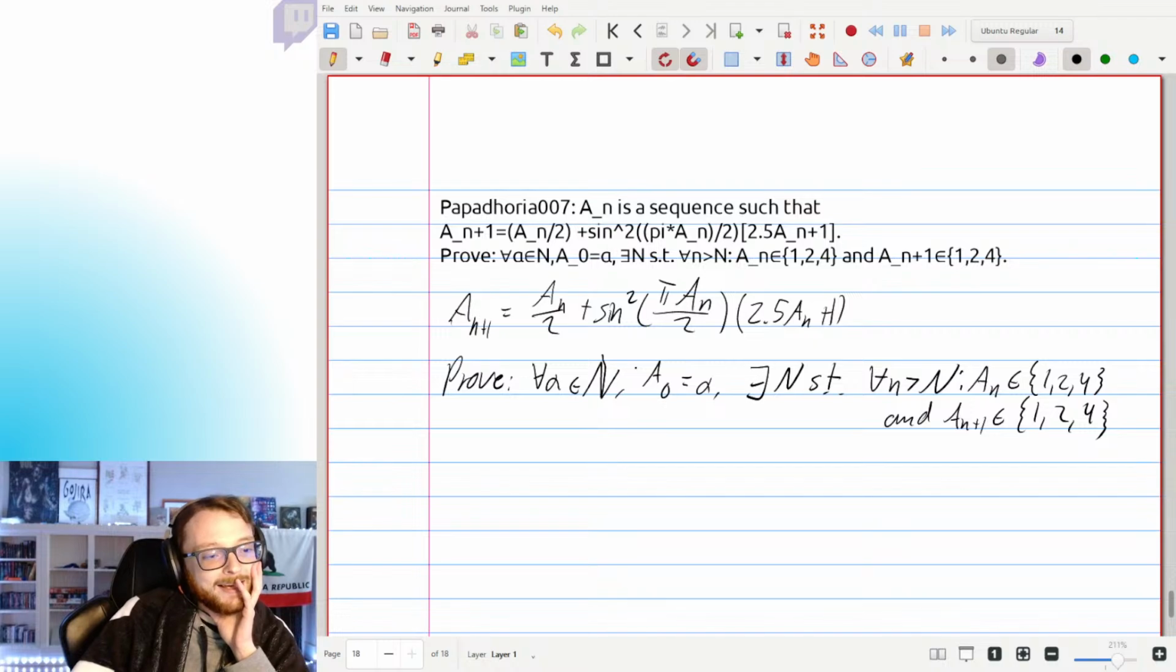Job security? Yeah. What a cursed sequence. So for any natural number you start with, you eventually fall into 1, 2, 4 cycles, I guess, after some initial fluctuations, potentially.